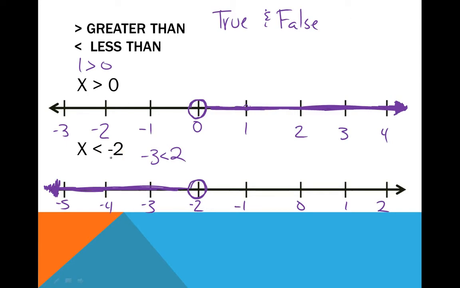Another quick tip, as long as you have your variable on the left-hand side and your number on the right-hand side, you can see it shows me which way I need to shade. I need to shade that way. Whoop. I need to shade this way.